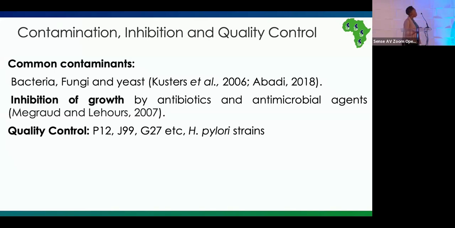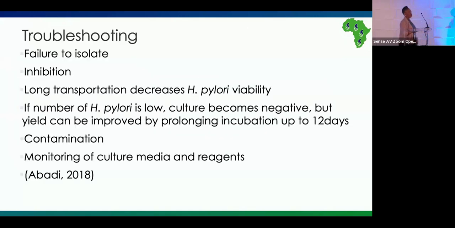pylori, using some H. pylori control strains: P12, which is the European strain, and J99, the African strain. In case of no growth, like when Professor Revati was talking, that sometimes biopsies are cultured and there is no growth. What do we do? How do we troubleshoot that?